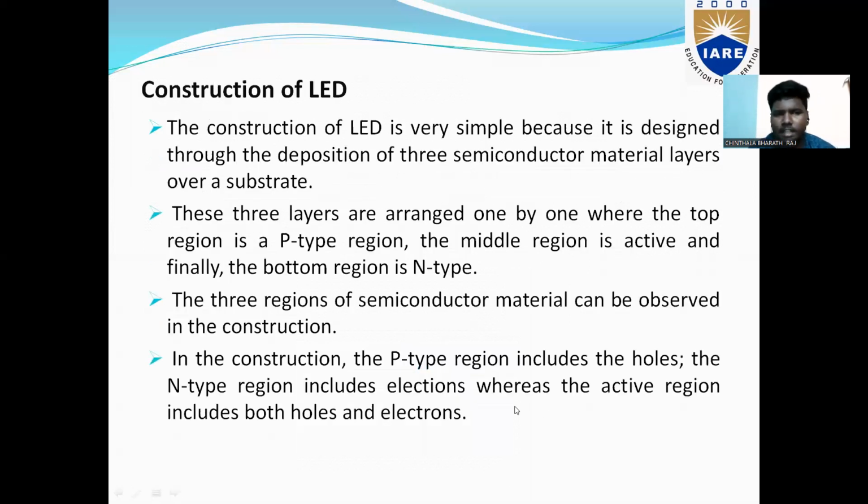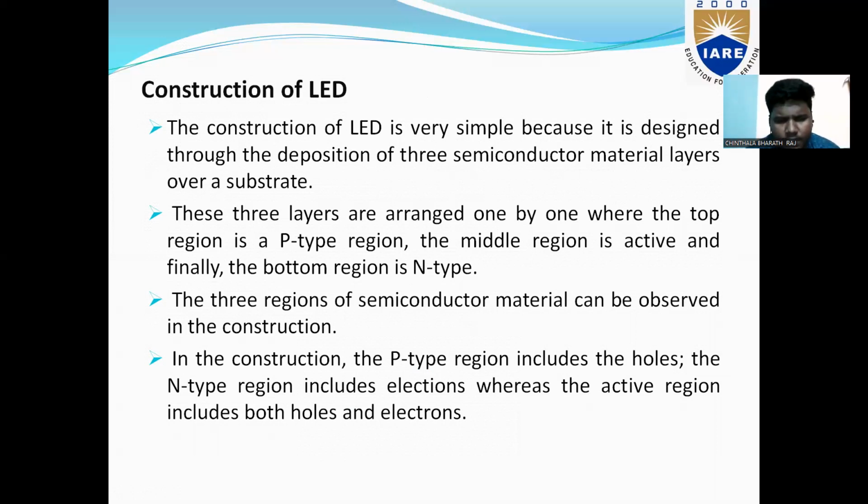Now we'll see the construction of LED. The construction of LED is very simple because it is designed through the deposition of three semiconductor material layers over a substrate. These three layers are arranged one by one, where the top region is a P-type region, the middle region is active, and finally the bottom region is N-type. The three regions of semiconductors can be observed in the construction.